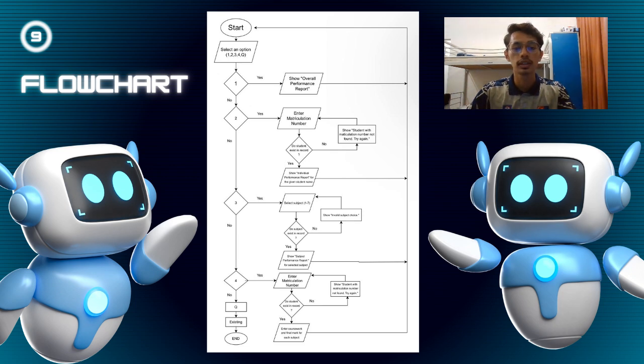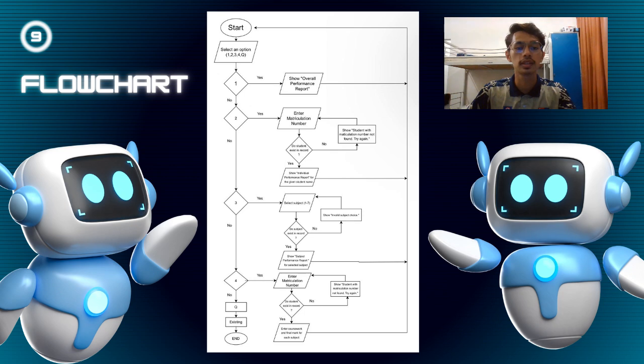And then the system will try to find if the matriculation number of the student exists or not in the record. If it does not exist, the system will show student with matriculation number not found. Try again. So you will be asked to enter matriculation number again. If the student exists in the record, it will show individual performance report for the given student. Then it will go back to the 5 options.